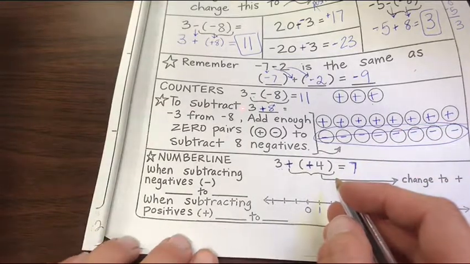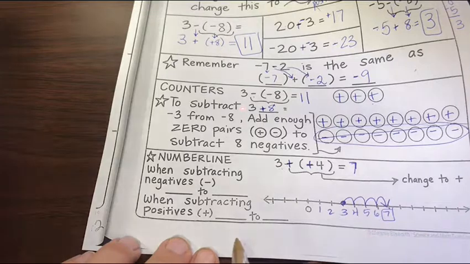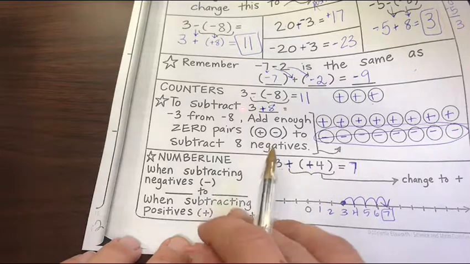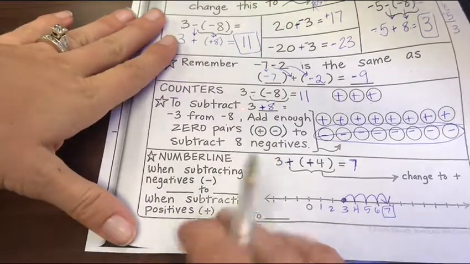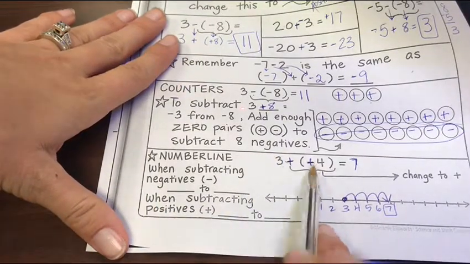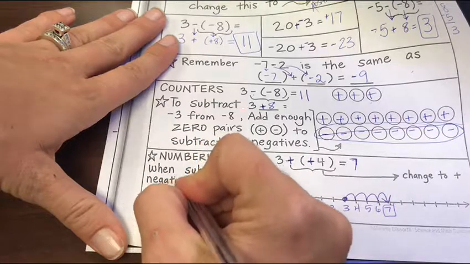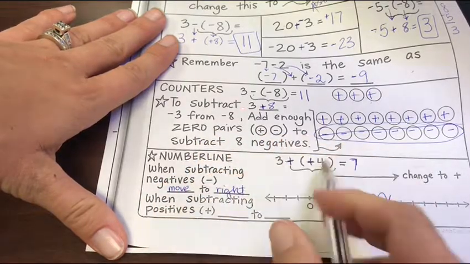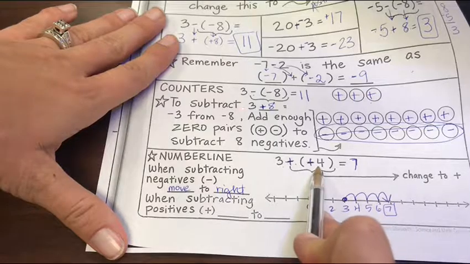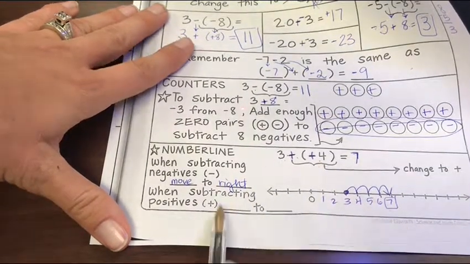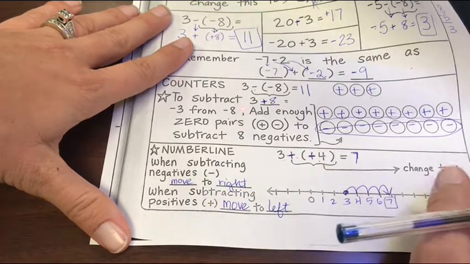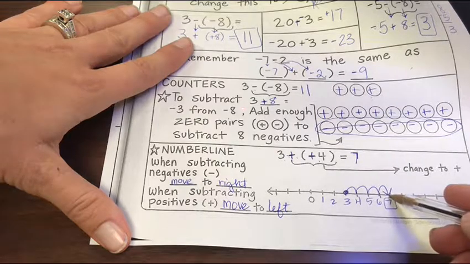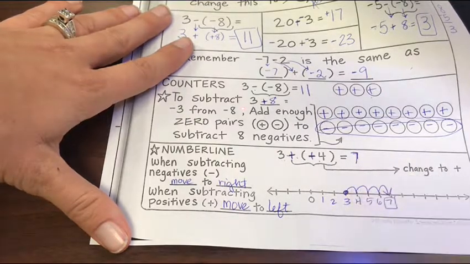So when subtracting negatives, okay, so when we're subtracting negatives, we added the opposite, okay? So that means we're going to move to the right when we're adding a positive. And when you're subtracting a positive, just like if you were to show a subtraction, you're going to move to the left. All right, so if it was 7 minus 4, you would move this way to get to your 3, okay?